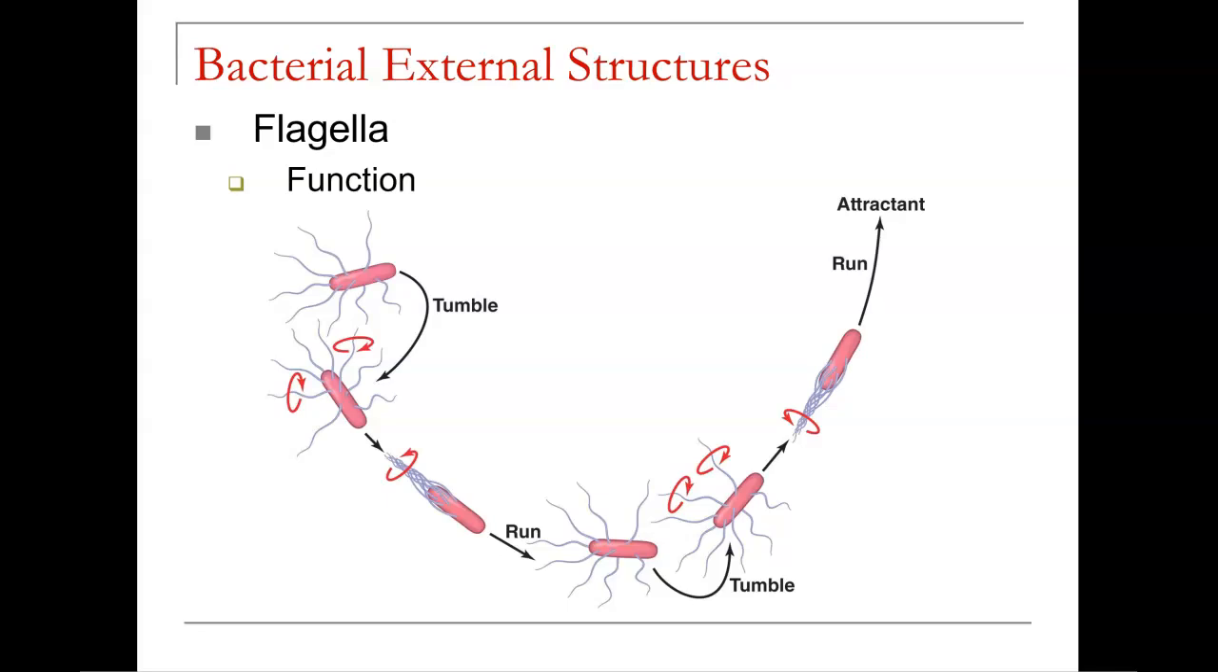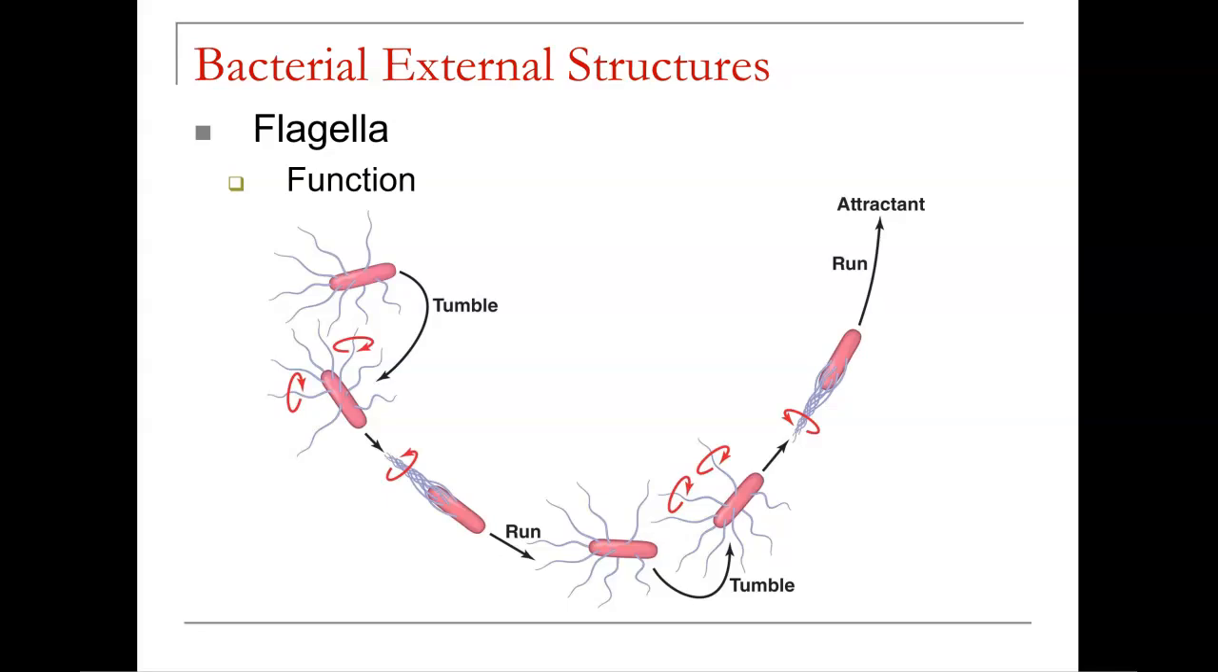Okay, so with the function, the motion of the bacterial flagella is going to be rotary, so they spin. It's going to be powered by ion flow. Usually it's going to be hydrogen ions, sometimes it might be sodium ions, that are going to cross the cell membrane. So rotation from that basal body is going to propel the bacterium through the environment.